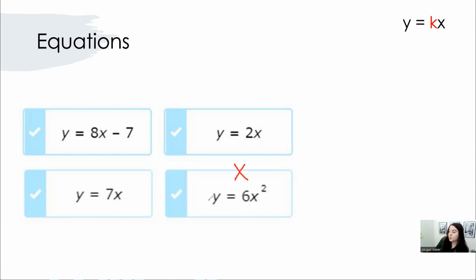Looking at these equations, this cannot be an equation of a proportional relationship because it has an exponent. And this one cannot be an example of a proportional relationship in equation form because it has a subtracted 7, so that moves it off of the origin. That means the two answers on this screen that are proportional will be y equals 2x and y equals 7x. Both of those are proportional relationships.